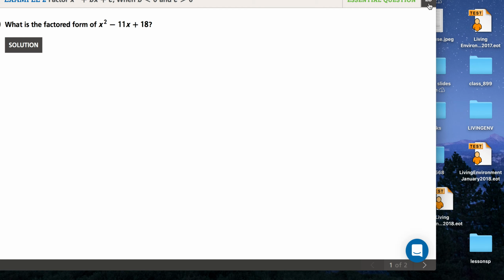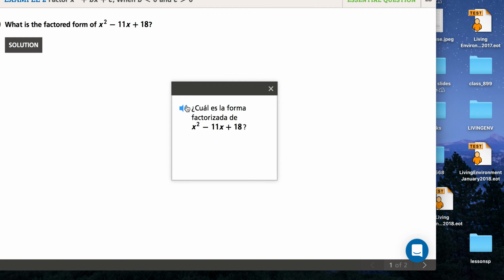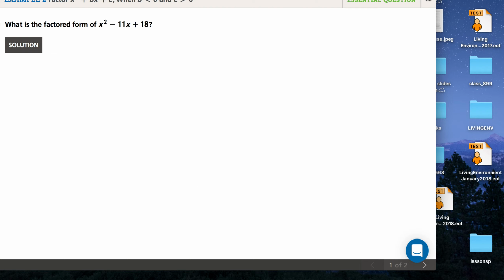Let me translate this in Spanish. ¿Cuál es la forma factorizada de x al cuadrado menos 11 por x más 18? What is the factored form of x squared minus 11 times x plus 18?